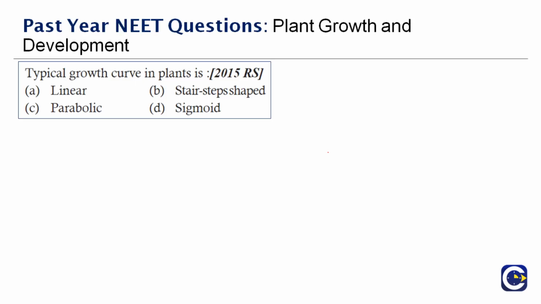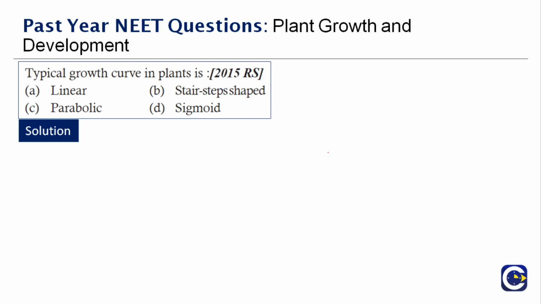Typical growth curve in plants is dash. Here you're given 4 options. So here we are talking about a graph method, right? If you look here, you have linear, parabolic, S-shaped, step shaped or sigmoid. The correct answer is sigmoid.